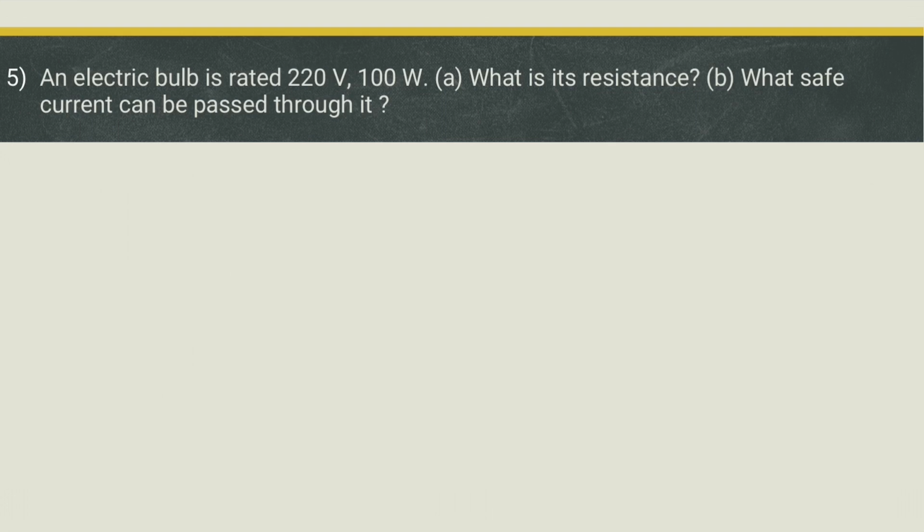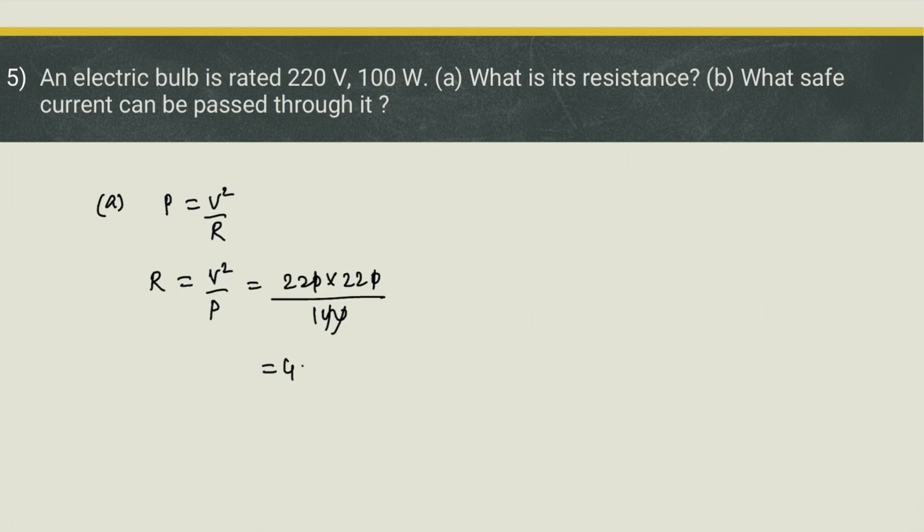Fifth, an electric bulb is rated 220 volt 100 watt. What is its resistance? Alright, so P is equal to V square upon R. Resistance is equal to V square upon P. Voltage 220 into 220 upon power is 100. So this gives us the answer 484 ohm.